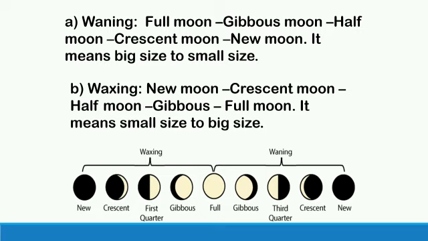When the moon is changing from full moon to new moon, there are 5 steps that we already know. In that case, the size of the moon is changing from big size to small size. That is known as waning. That takes 14 days. The next 14 days, the moon is changing from new moon to full moon. In that case, the shape changes from small size to big size, and that is known as waxing.